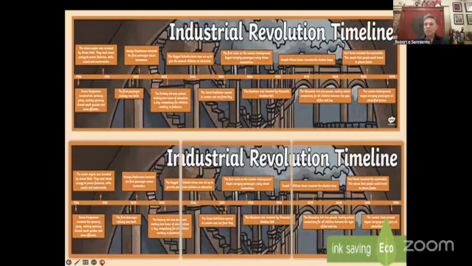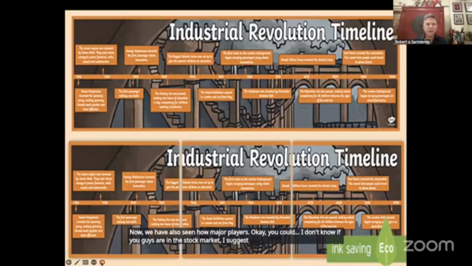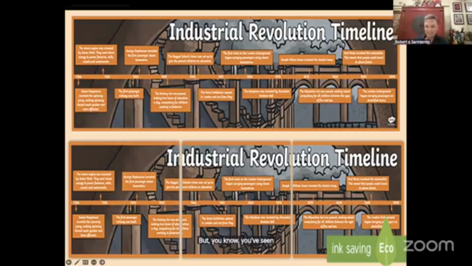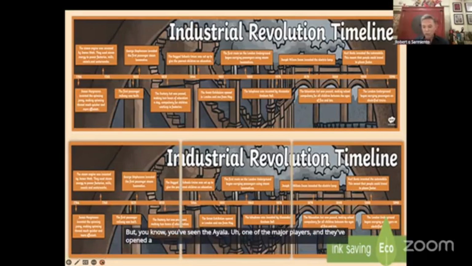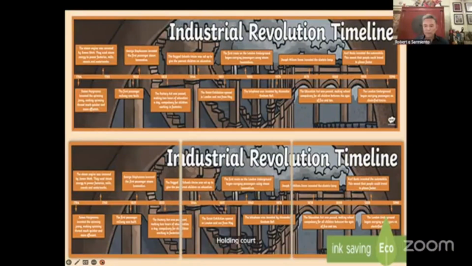Now, we've also seen how major players, okay, if you guys are in the stock market, I suggest you be very careful about that. But you've seen the Ayala, one of the major players, and they've opened the Ayala Logistics Holding Corp. They've got several from the Laguna Technopark to Cavite Technopark. Now we've got the Lima Estate also of the Aboitiz, the Mactan Economic Zone in Cebu. There's also one in Balamban, Cebu, West Cebu Estate.